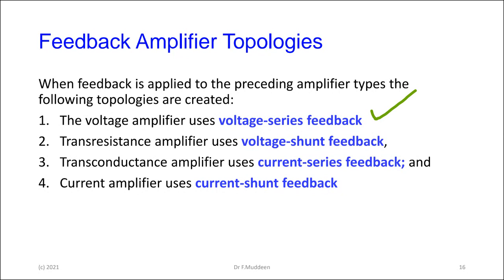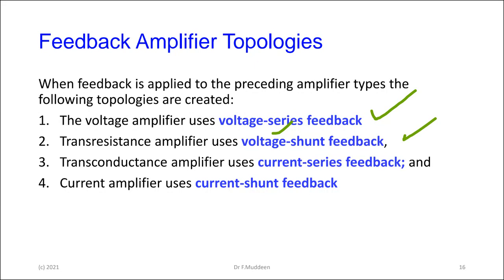The other amplifier that produces a voltage at the output is the transresistance amplifier. So voltage output, but the input is current. So we have to take the voltage at the output and feed back current. Current has to go in parallel. Remember, the input model of it is a Norton circuit. So therefore we have to feed back the current in parallel with that. So the transresistance amplifier is a voltage shunt system.